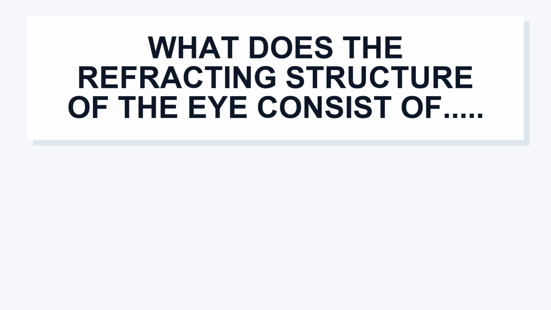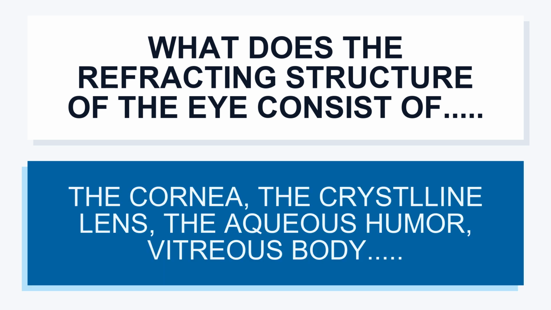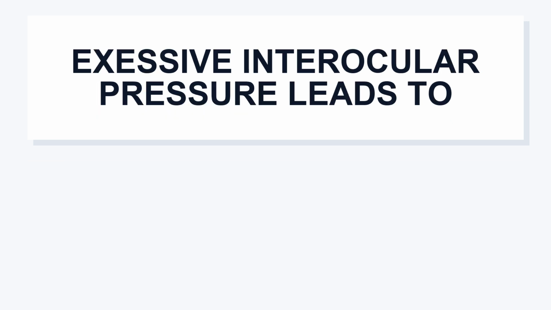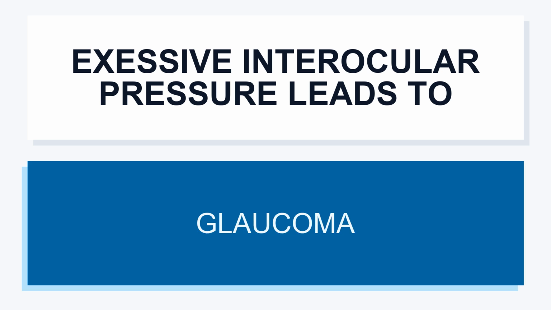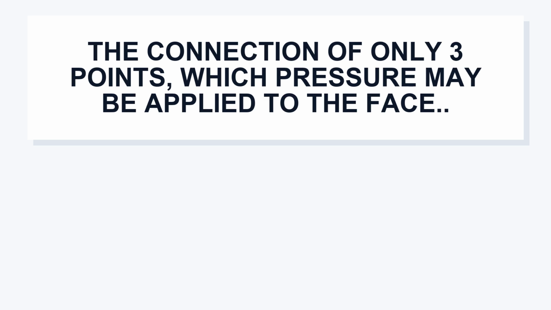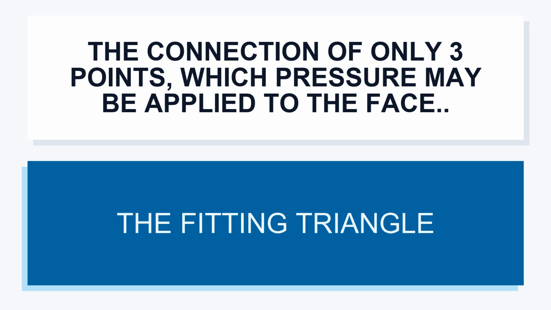What does the refracting structure of the eye consist of? The cornea, the crystalline lens, the aqueous humor, vitreous body. Excessive intraocular pressure leads to glaucoma. The connection of only 3 points at which pressure may be applied to the face: the fitting triangle.